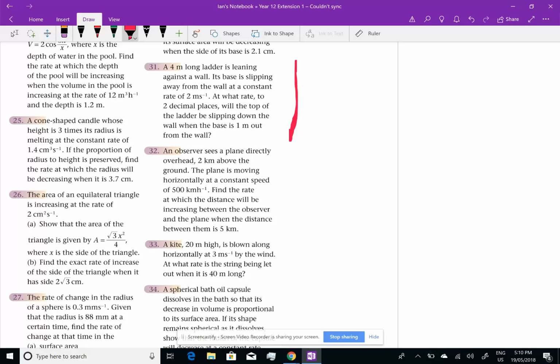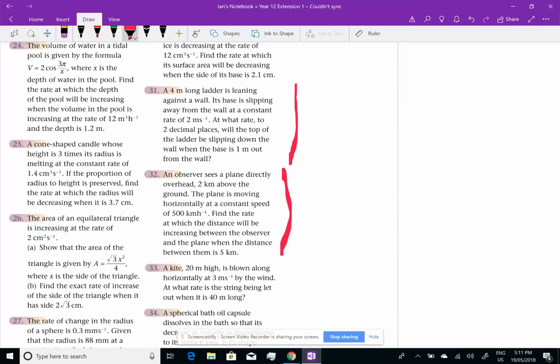When you're doing these, I suggest very strongly that you draw a diagram to help you work them out, and then try and work through the information that they give you to solve it. So what do we have here in 32? An observer sees a plane directly overhead, vertically, 2 kilometres. The plane is moving horizontally at a constant speed of 500 kilometres per hour. Find the rate at which the distance will be increasing between the observer and the plane when the distance between them is 5 kilometres.